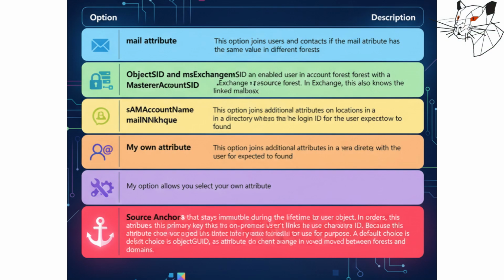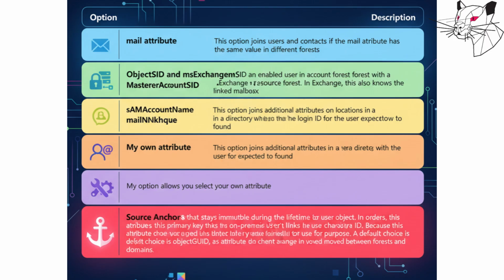Option description, mail attribute. This option joins users and contacts if the mail attribute has the same value in different forests. Objects ID and MS Exchange Master Accounts ID. This option joins an enabled user in an account forest with a disabled user in an Exchange resource forest. In Exchange, this is also known as linked mailbox. SAM account name and mail nickname. This option joins additional attributes on locations in a directory where the login ID for the user is expected to be found. My own attribute. This option allows you to select your own attribute.